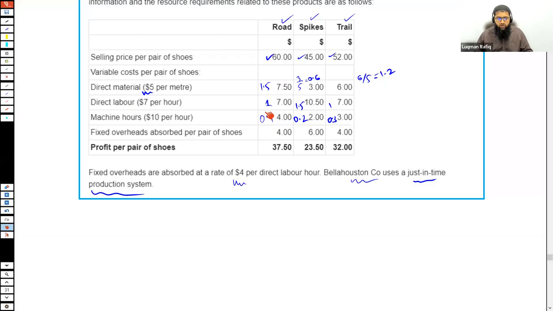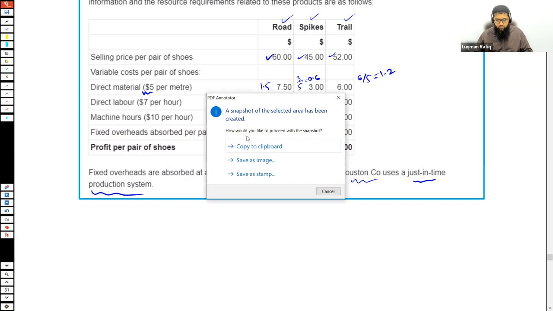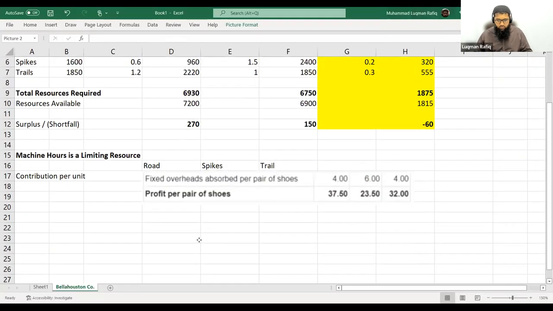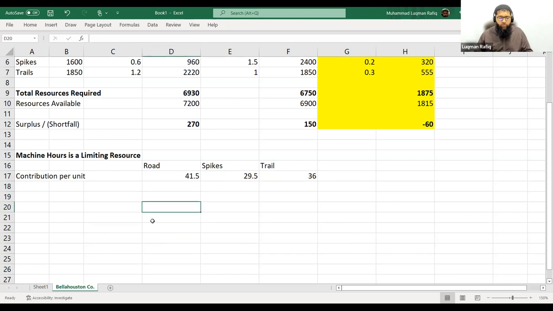How could we do the calculation? It's basically selling price less variable cost. Here we're being given profit. If you add fixed cost to profit, you will end up getting the answer. So what are you going to do? You're going to say 37.5 plus 4. You're going to say 23.5 plus 6. You're going to say 32 plus 4. That's what the contribution per unit is going to be.